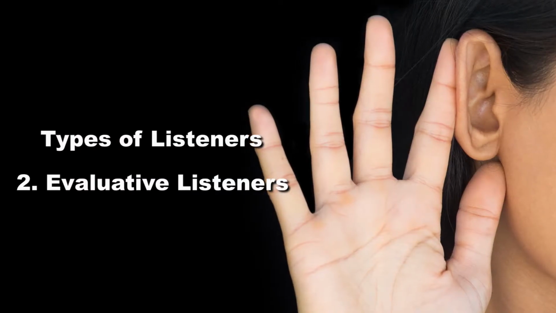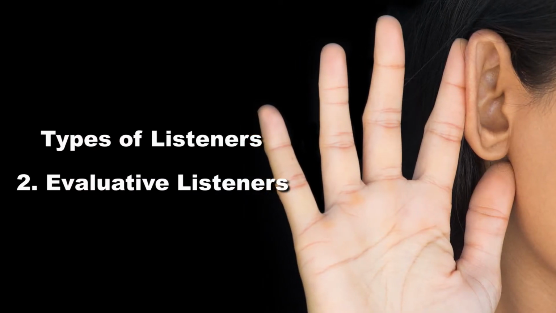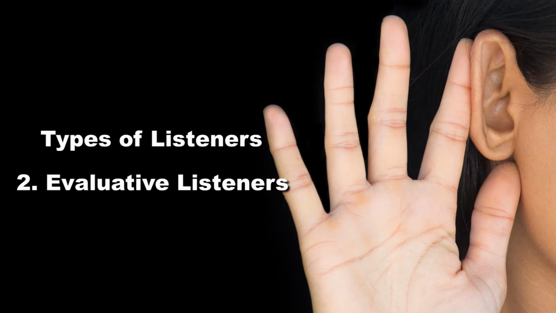The second type of listeners are evaluative listeners. These are very prejudiced listeners. By the time a speaker has said their first 2 words, you have decided if you will listen to them or not. And this happens a lot in the career spaces or professional spaces. So the type of content or the message will determine whether you will listen to the speaker or not.